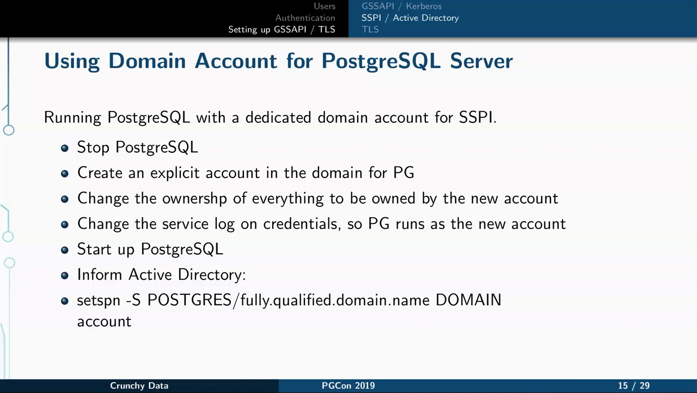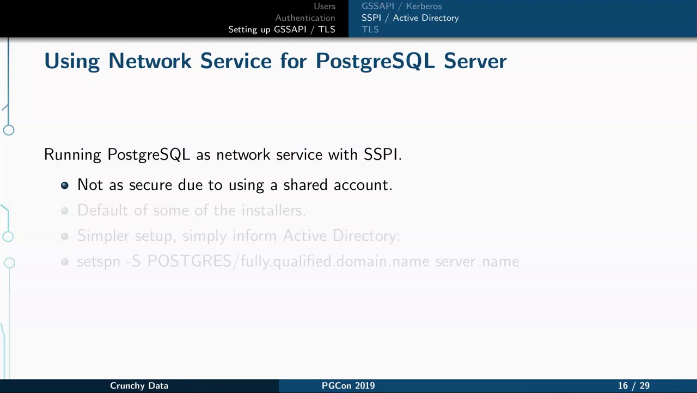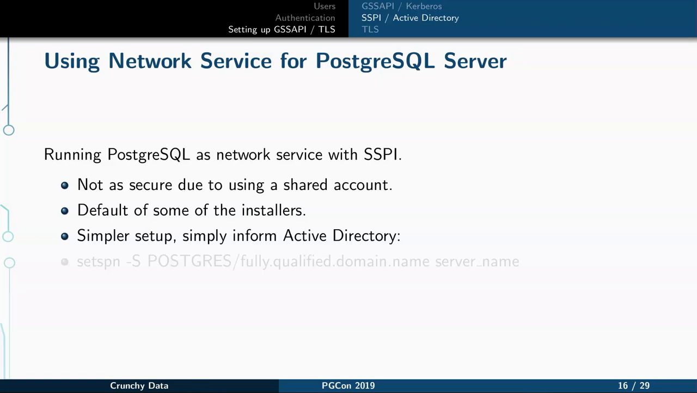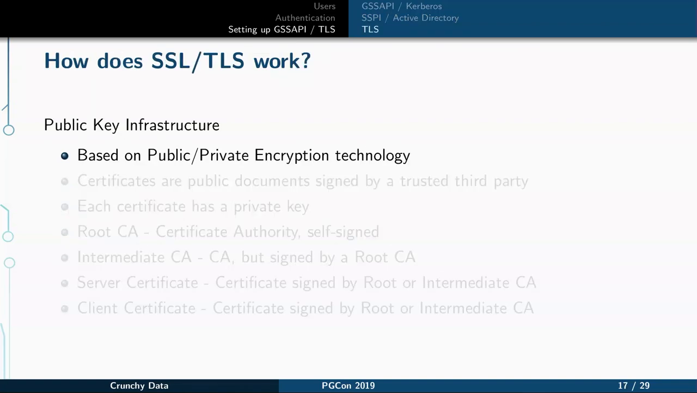Now if you want to go through a simpler process, you can use the network service to run Postgres, which is not as secure because it uses a shared account, but it's basically the default for at least some, I think all, of the installers when you're installing Postgres onto Windows. So here you can set it up by just using the server name instead to create this mapping between the service and the account. All right, so that's it for the Kerberos LDAP stuff. So if you had questions on that, ask.